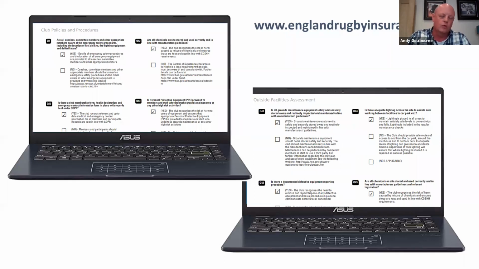Now, once you've completed the risk assessment, once you've been through the multiple choice questions that are within this, it generates what we call our risk assessment and action plan. And this records all of the answers that you've given as part of what you've done. It breaks it down into different areas.